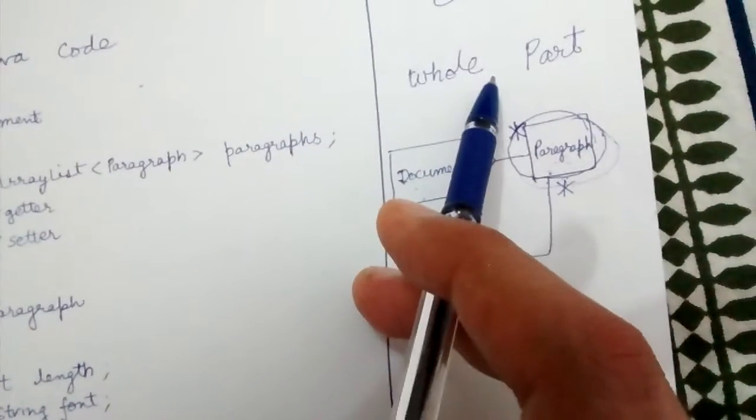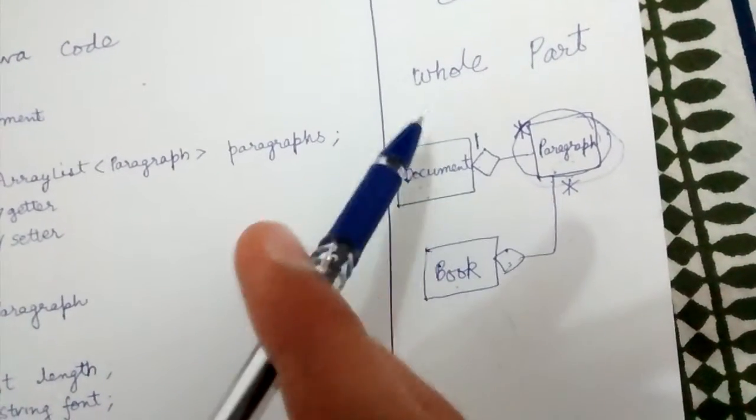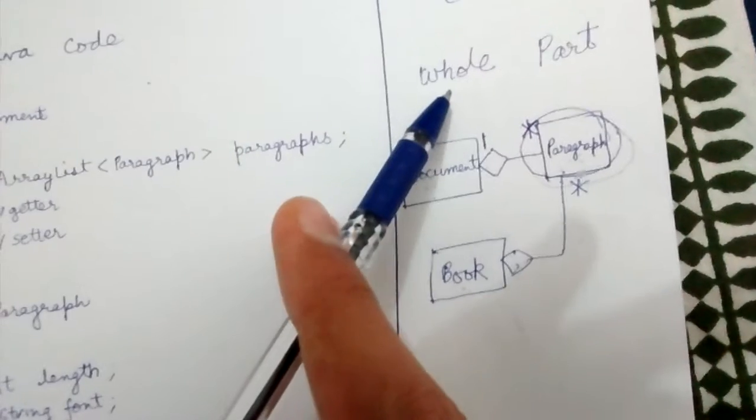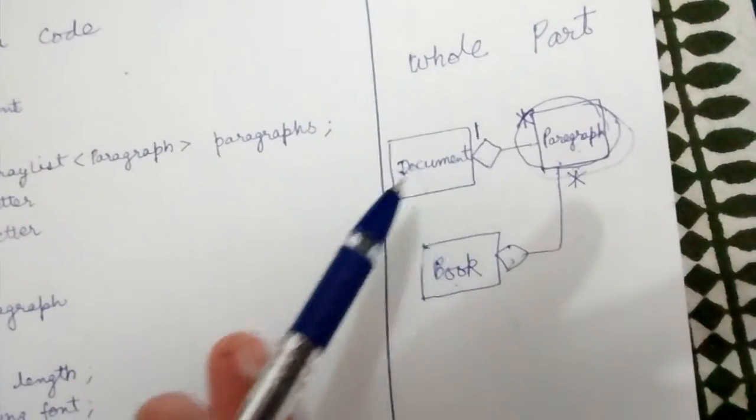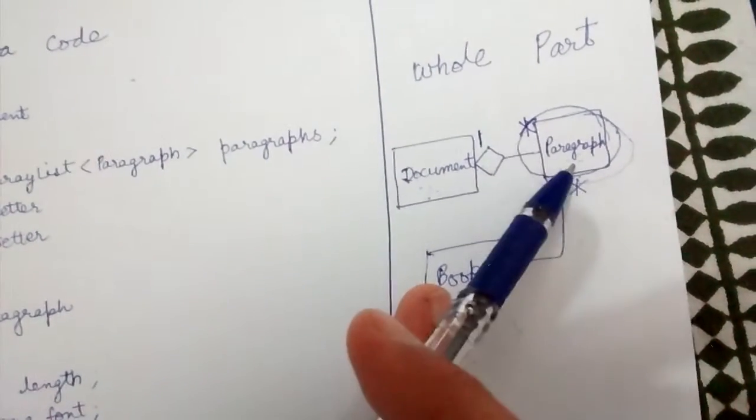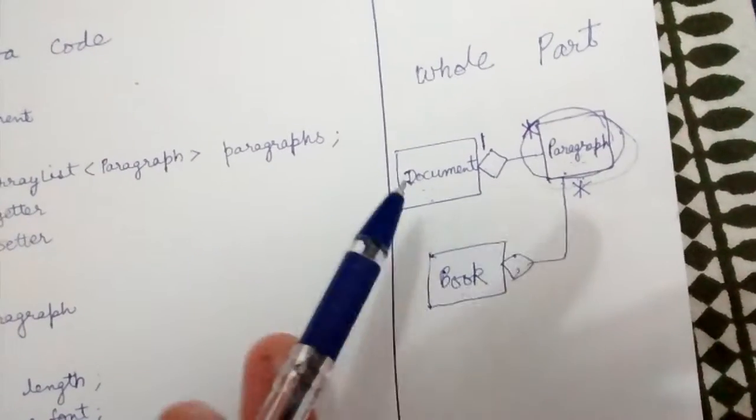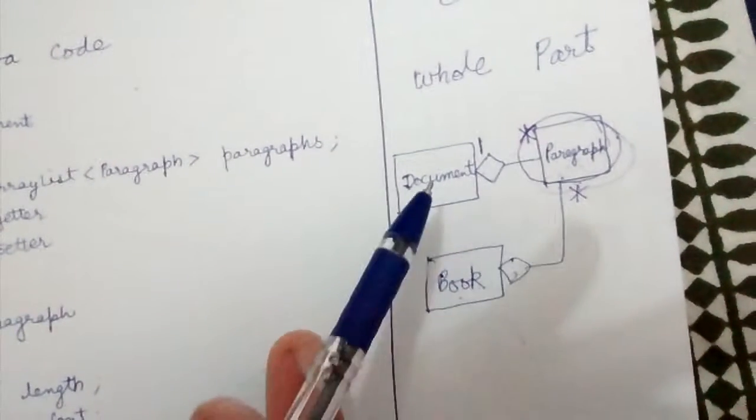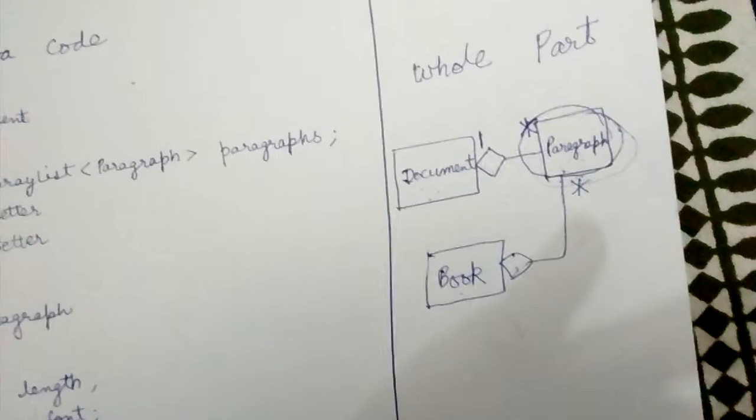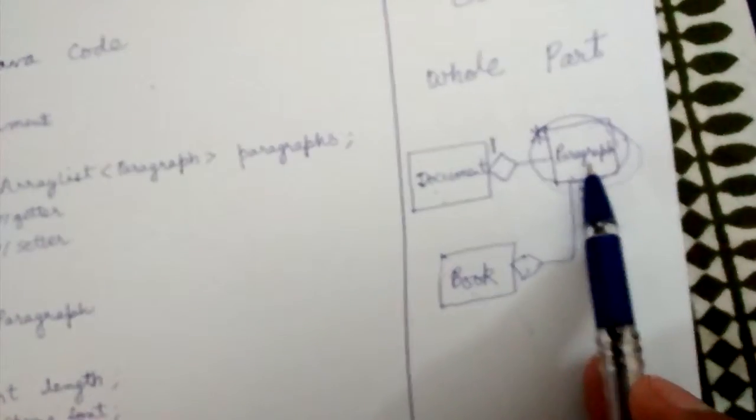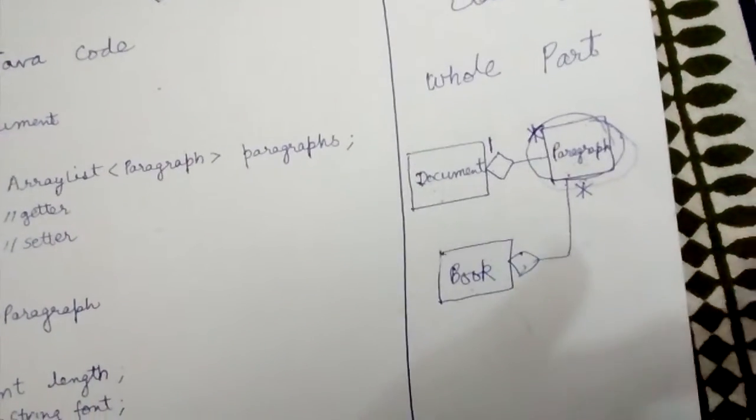But the aggregation relationship is quite different. It is meant for representing a whole-part relationship. That is, a document is made up of paragraphs. It is not associated with a paragraph, it is made up of paragraphs. So a lot of paragraphs will constitute a document.